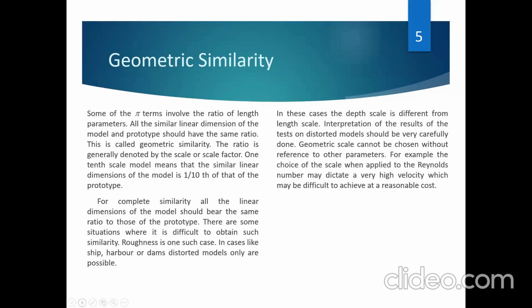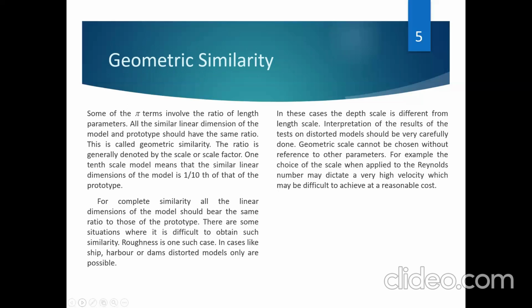So, geometric similarity is yung physical. Some of the pi terms involve the ratio of the length parameter. All the similar linear dimensions of the model and prototype should have the same ratio. This is called geometric similarity. The ratio is generally denoted by the scale or scale factor. Parang sa mga plano, 1:100, 1:200, 1:50. So a 1/10 scale model means that the similar linear dimension of the model is 1/10 of that of the prototype.